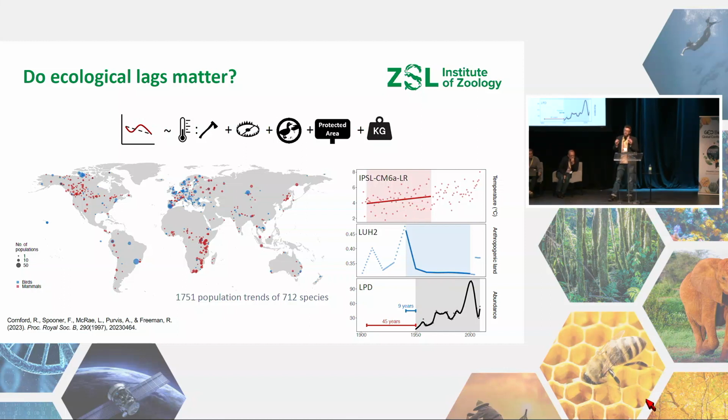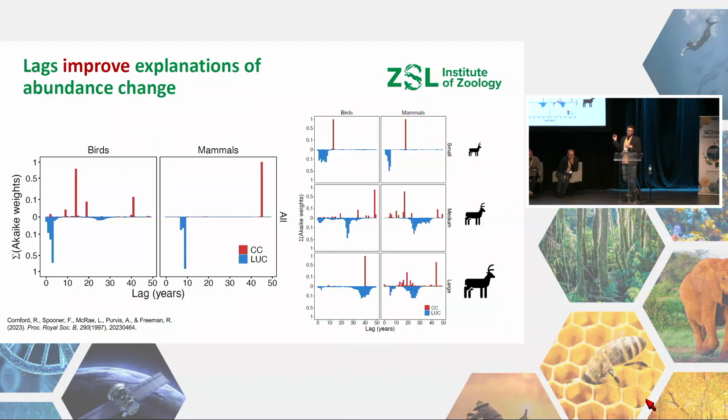They are populations for which we know precisely where they are. And for each of those populations, we extracted land use change from LUH2 and climate change from the IPSL data, but we explored whether the coincident data or the historically lagged data was a better explanation of what we were observing. So rather than just measuring climate and land use over the population time series, we moved that window backwards in time, which you can see on the right-hand side. And we explored all the different models of different lags. And what we found is that historical lags are better at explaining the current trends in biodiversity, particularly for larger animals.